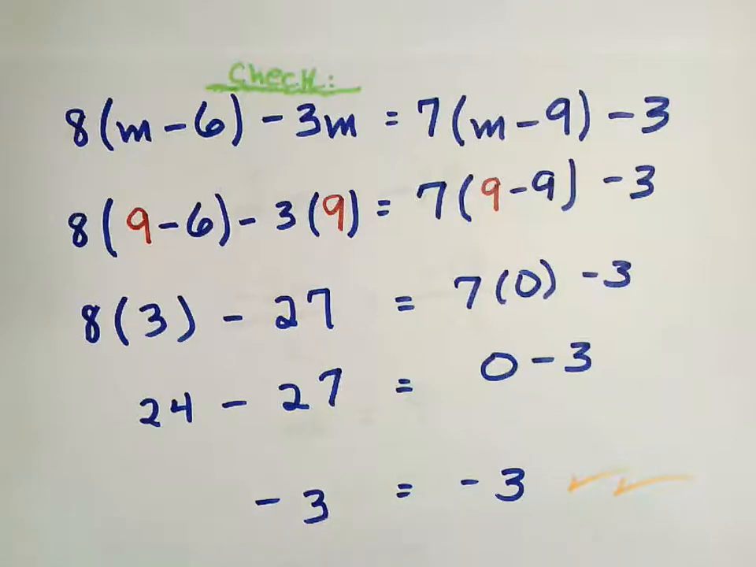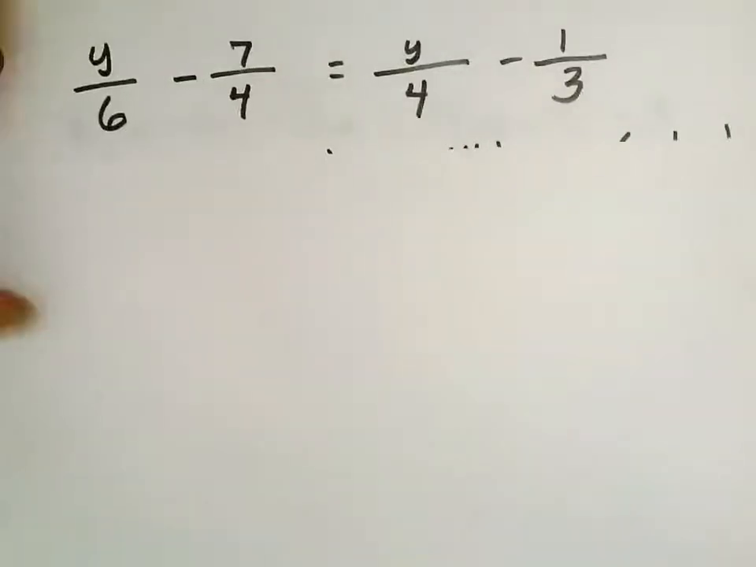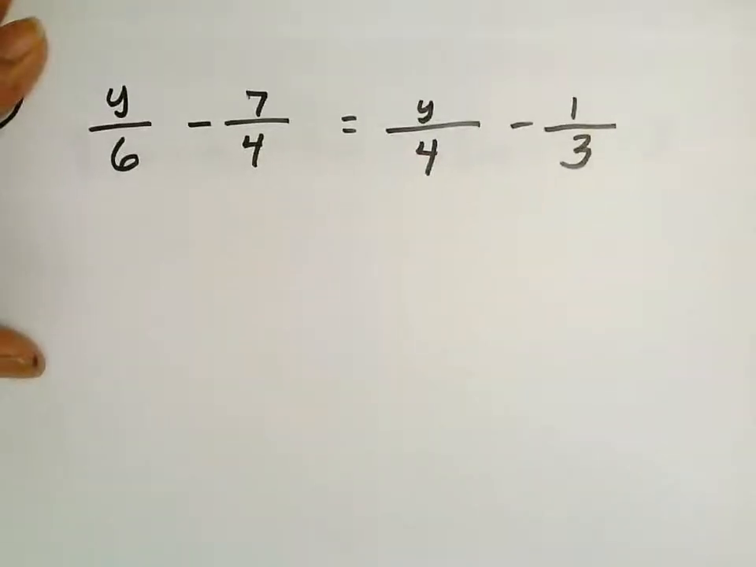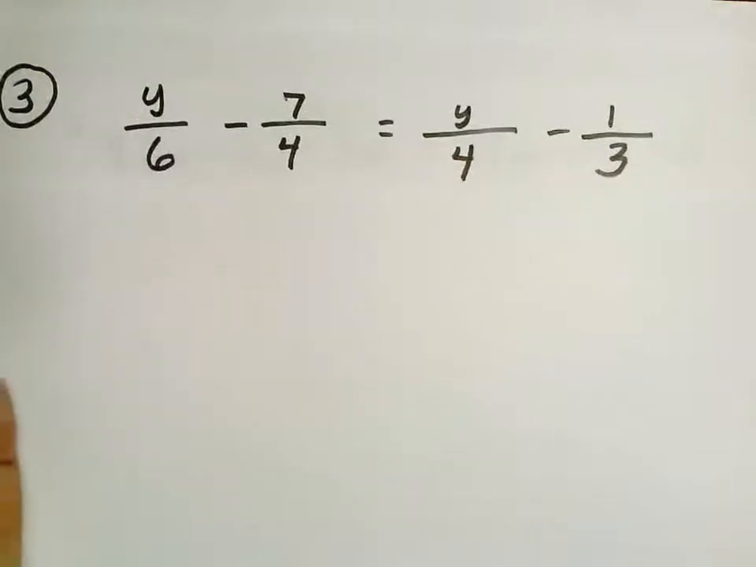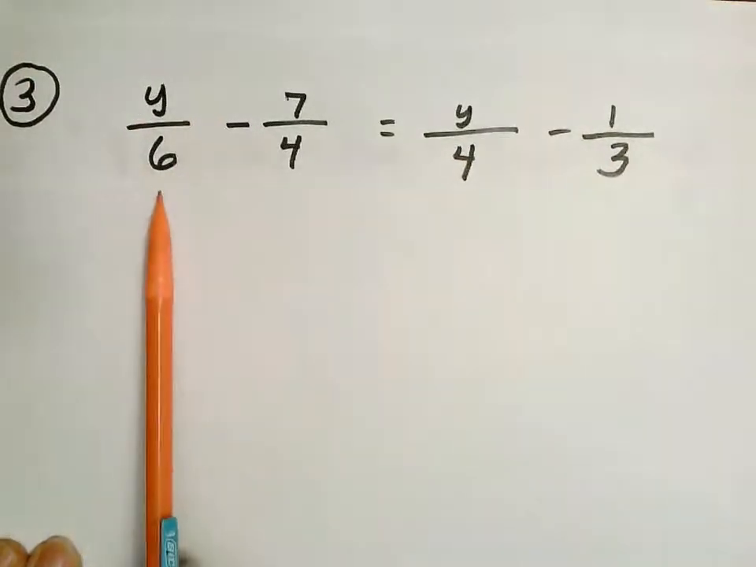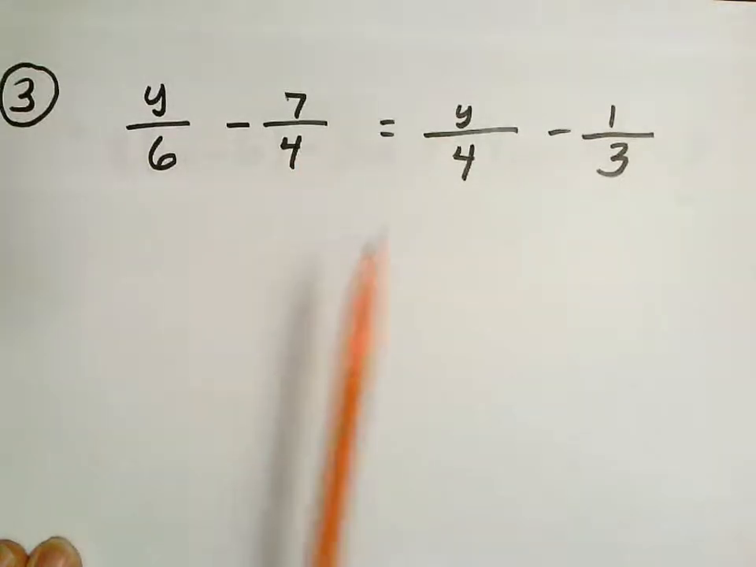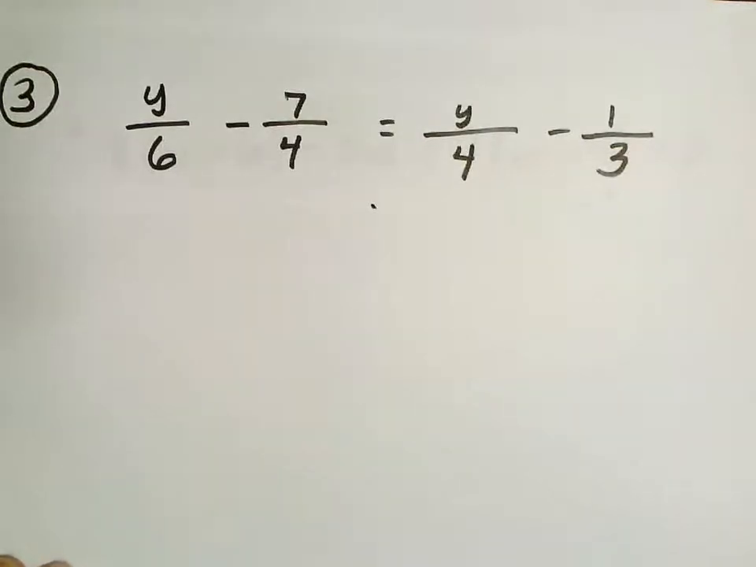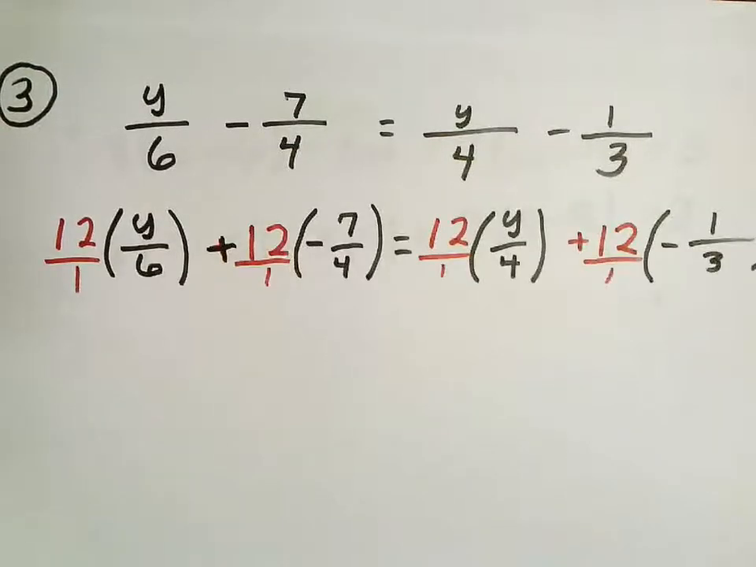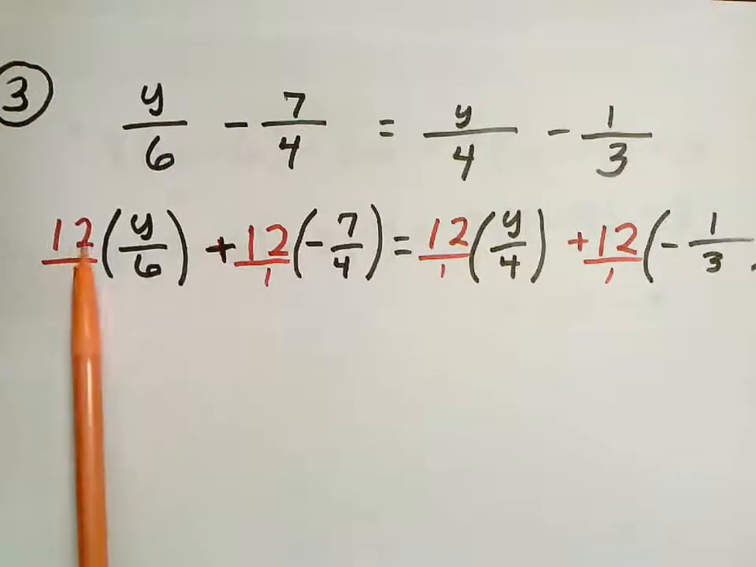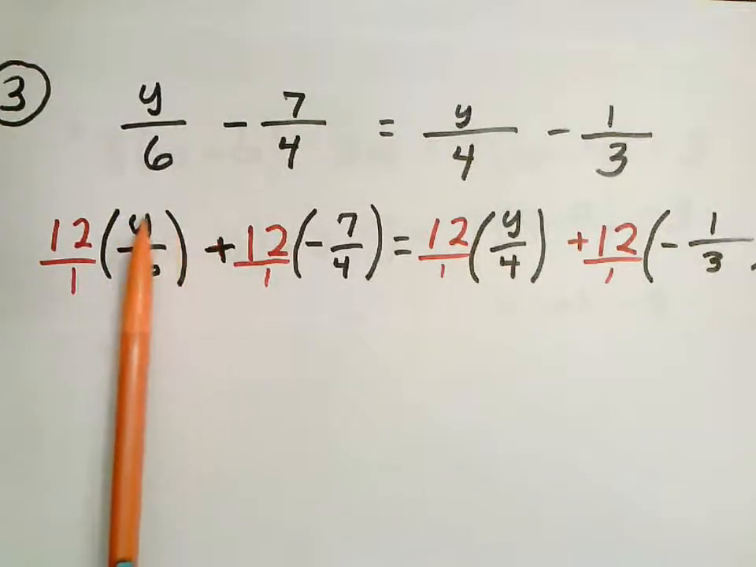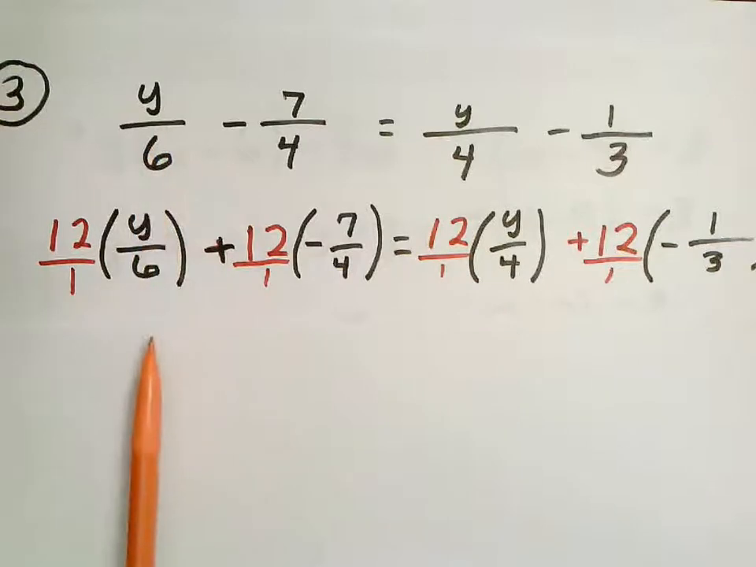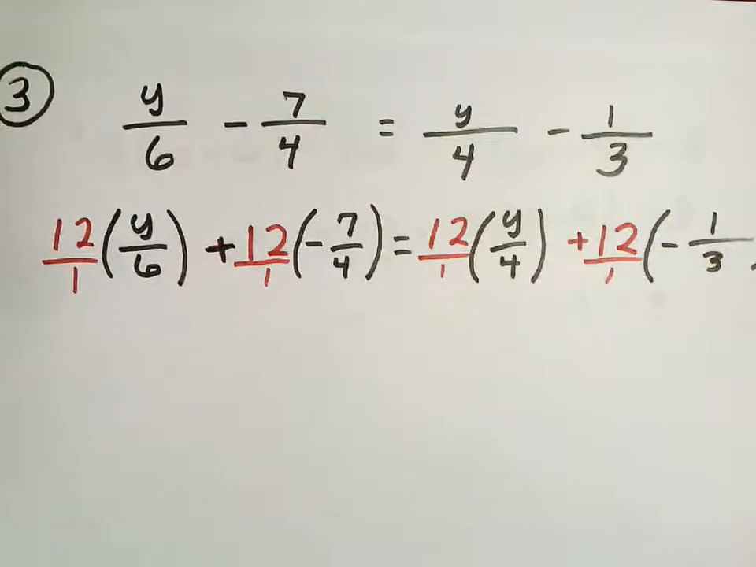Let's look at a third and final example that we're looking at together. This is our third example. We have the problem y divided by 6 minus 7 divided by 4 equals y divided by 4 minus 1 over 3. We would like to get rid of the fractions, the denominators. So we're going to multiply by the least common denominator, which will be 12. And I'm multiplying by 12 over 1 because everything I'm multiplying by here is a fraction, and I want to distinguish the numerators and denominators.